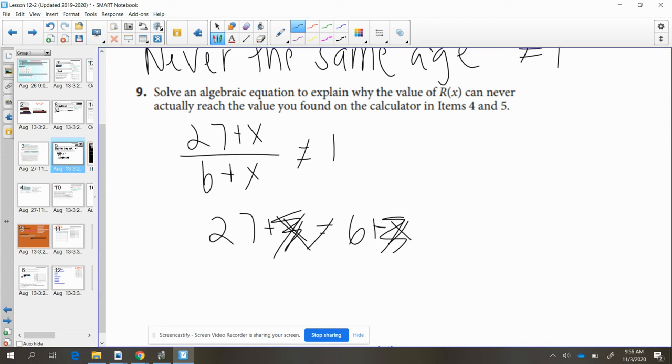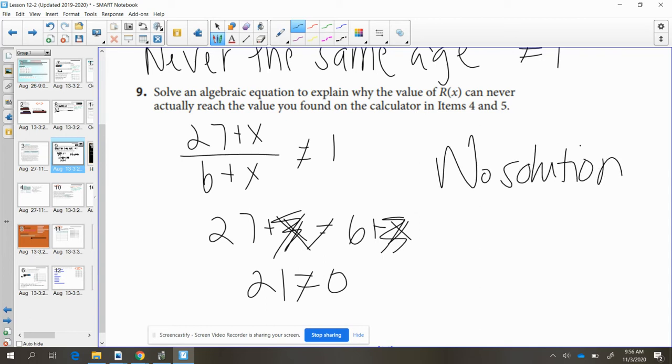27 isn't going to equal 6. So we know that, and if we subtracted, this over 21 isn't going to equal 0. There's no way that these are going to work out, so that's why there's no solution, and they're never going to actually equal 1. It's just going to approach that horizontal asymptote.